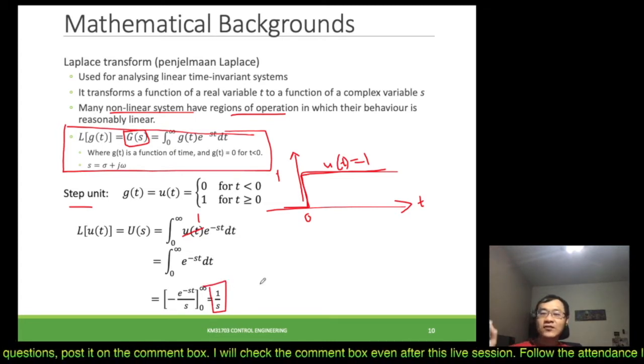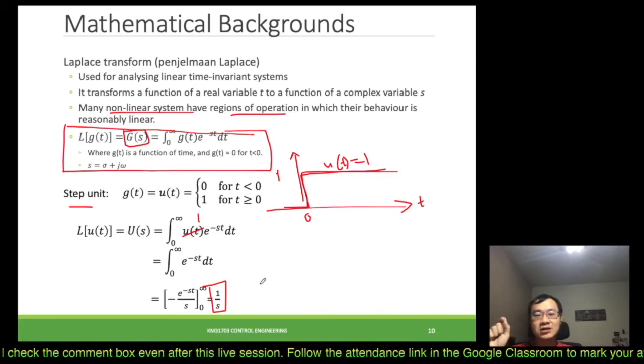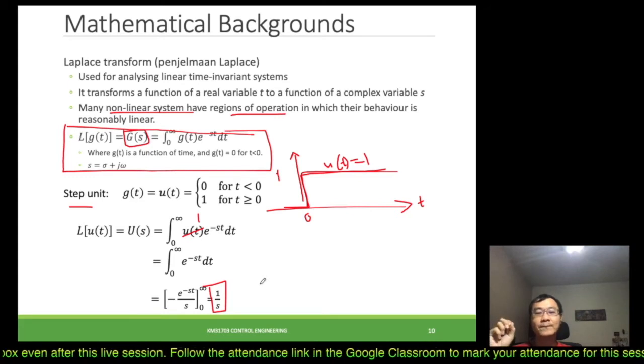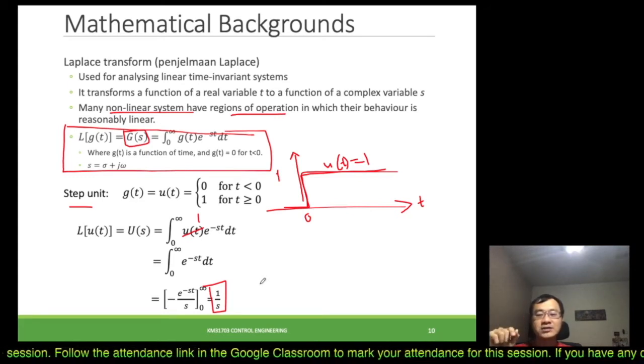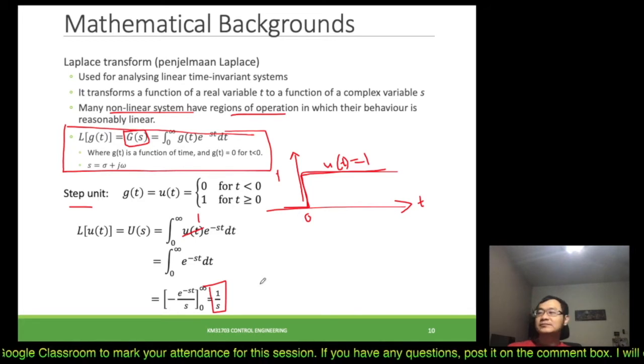So the first thing that you need to know is that when we transform a unit step, or a constant value 1, you will get 1 over s.